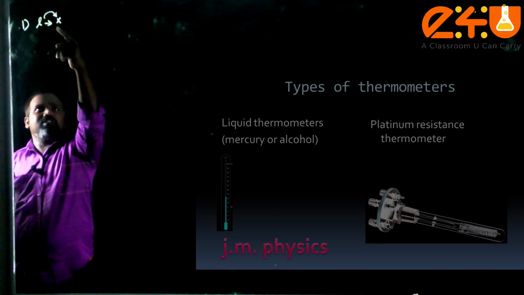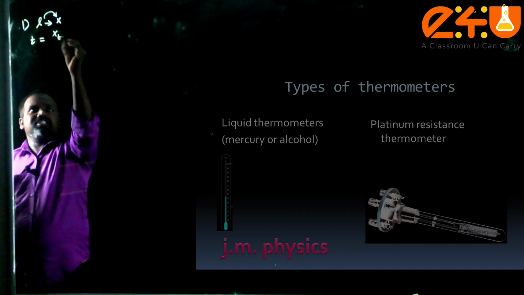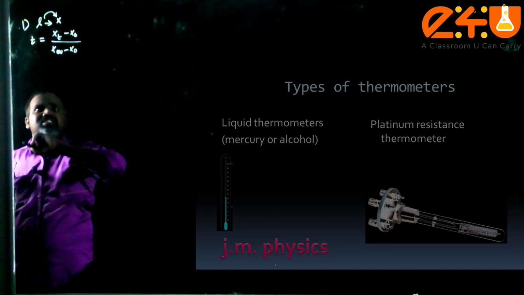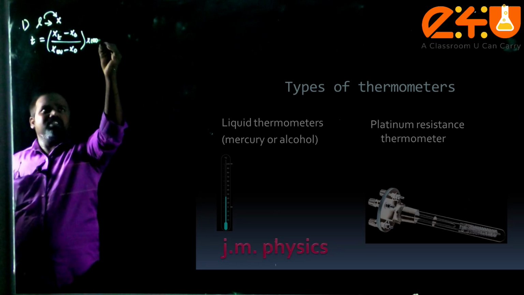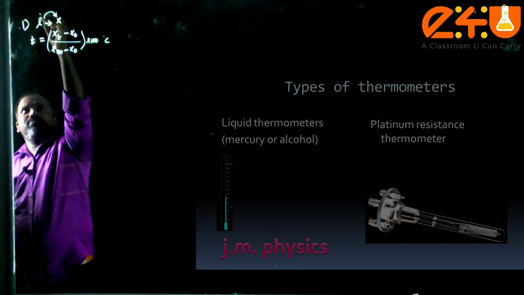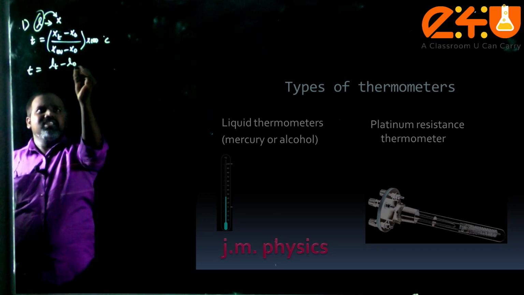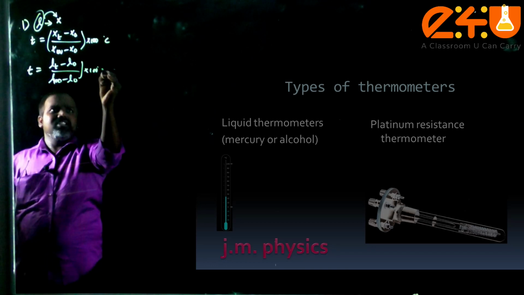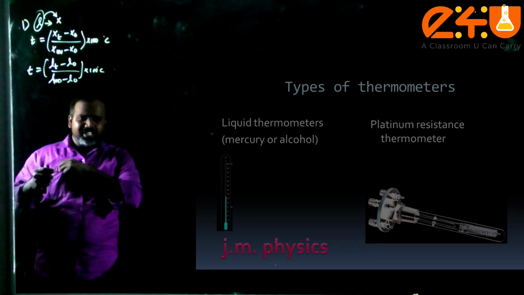The physical quantity x is taken as L here. We know the general equation T is equal to (xt minus x naught) divided by (x100 minus x naught), which is the general expression we derived in the previous topic, into 100 degrees centigrade. So instead of x, the physical quantity is replaced by the length of the liquid column. Therefore, I can write that T is equal to (Lt minus L naught) divided by (L100 minus L naught) into 100 degrees centigrade.